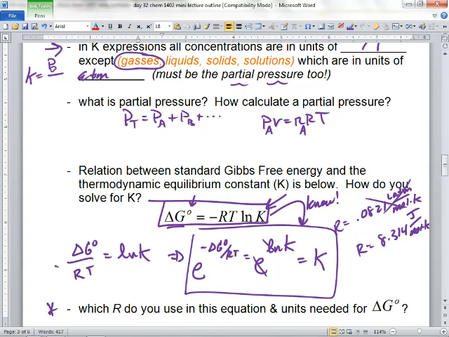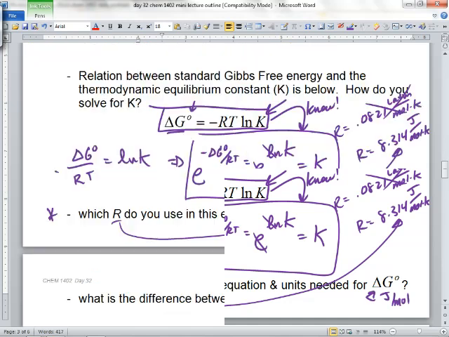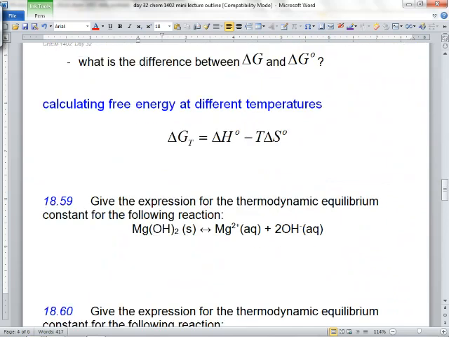Remind ourselves, which R do we have? The 8.314. And the delta G needs to be in units of joules. Okay. What's the difference between delta G and delta G0? What does that mean?